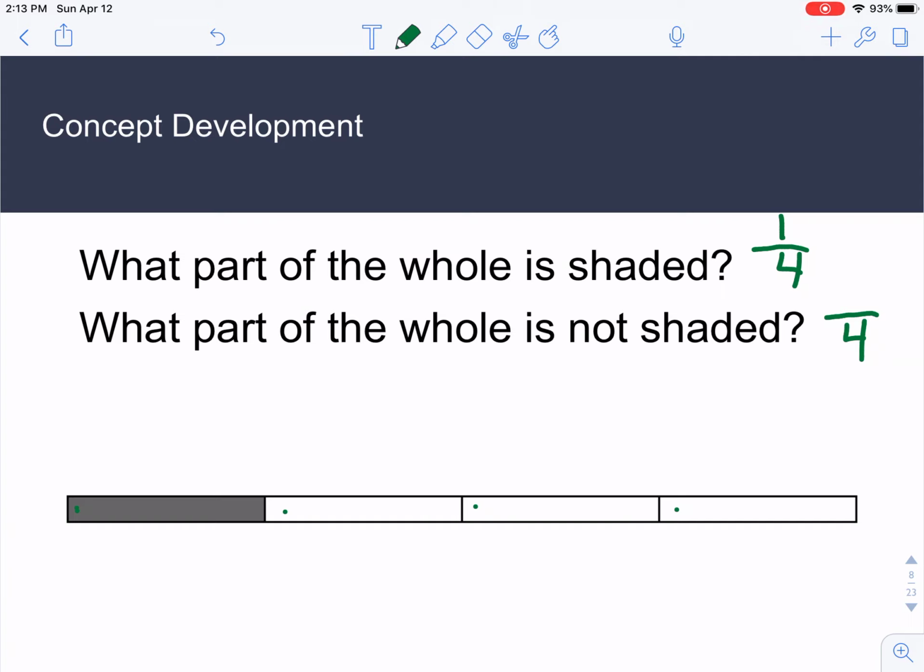Now we need to count the number of equal parts that are not shaded. We have 1, 2, 3. So we know that 3/4 of the shape is not shaded.